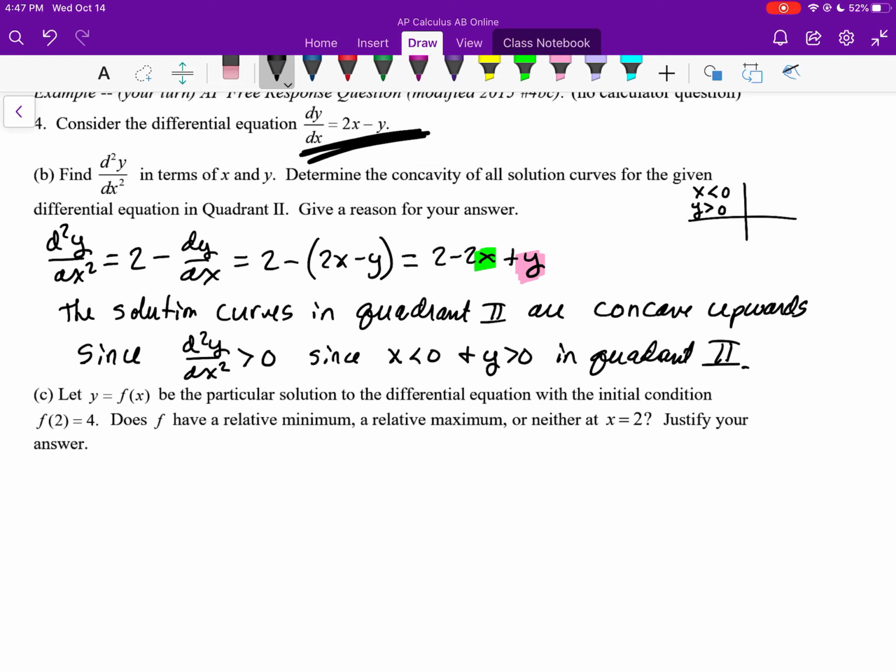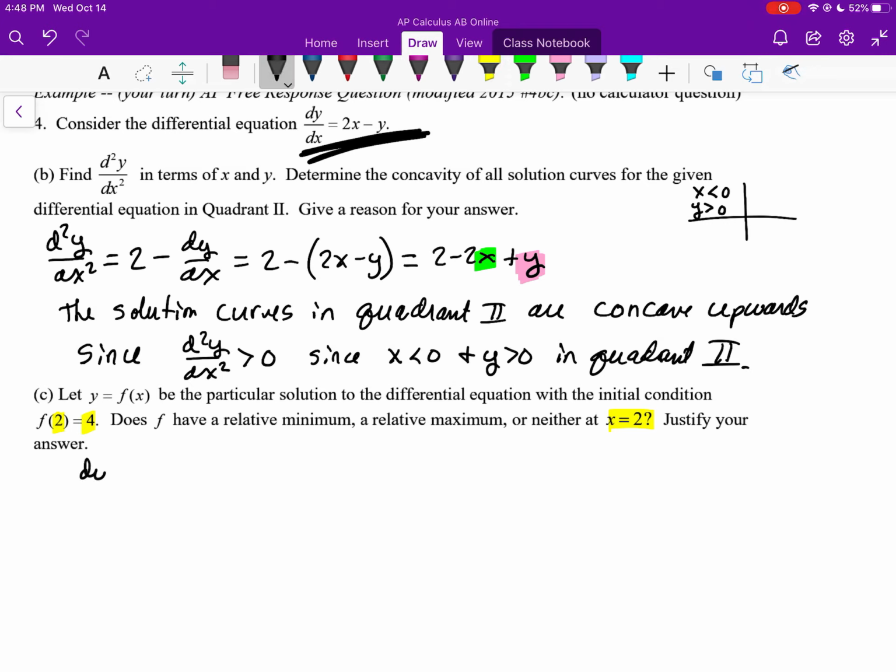Part C. Let y equals f of x be the particular solution to the differential equation with the initial condition f of 2 equals 4. Does f have a relative minimum, a relative maximum, or neither at x equals 2? And they want us to justify our answer. And so we know they want us to pick the point x equals 2. The point x equals 2 has a y coordinate of 4. And so we have the point (2, 4) as far as that goes.